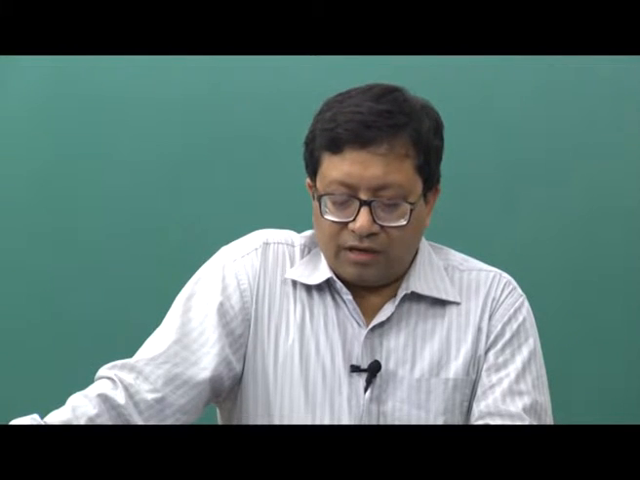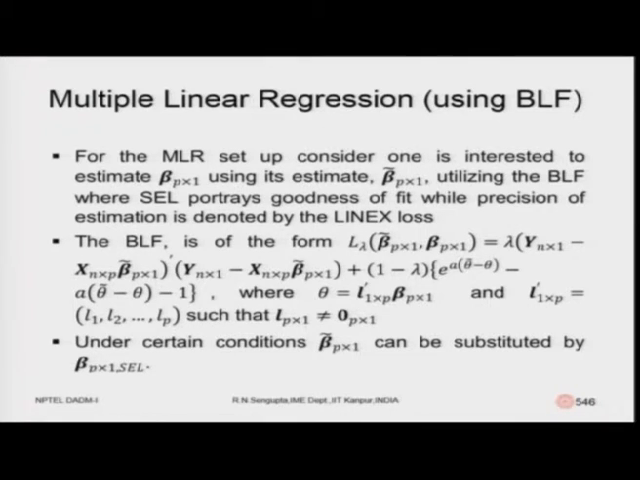For the case of multiple linear regression set under the condition, we are interested to find out the beta vector, which is basically the vector of regression coefficients using the estimate beta tilde. Here beta tilde is being used very generally. So, we use the balance loss function where the squared error portrays the goodness of fit, while precision of estimation is denoted by the Linex loss.